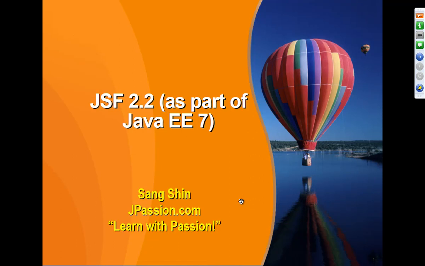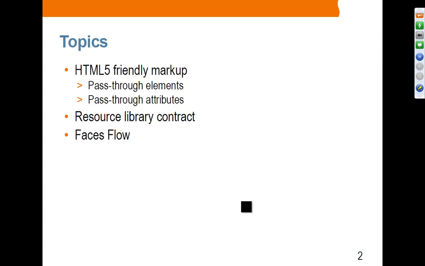So JSF 2.2 as part of Java EE 7. These are the new features that are introduced: HTML5 friendly markup, which has two features underneath, pass-through elements and pass-through attributes. We are going to talk about what is called the resource library contract, and the last topic is Faces Flow.